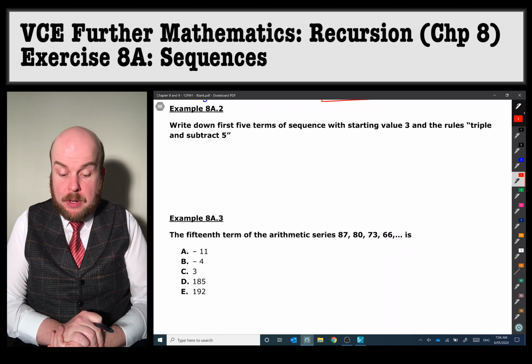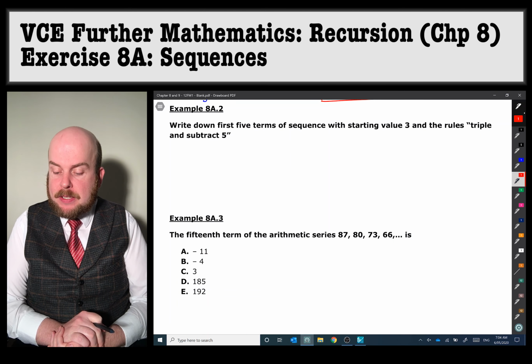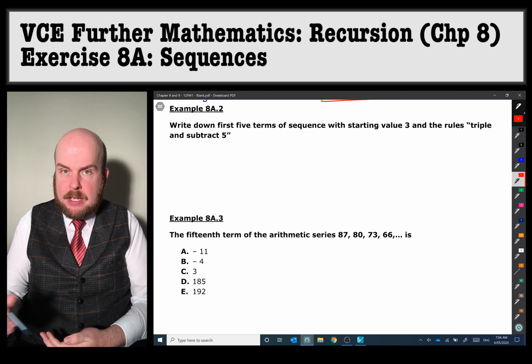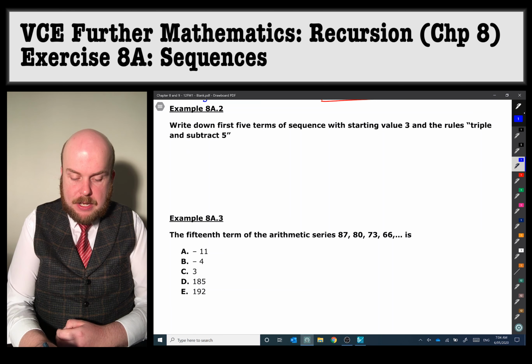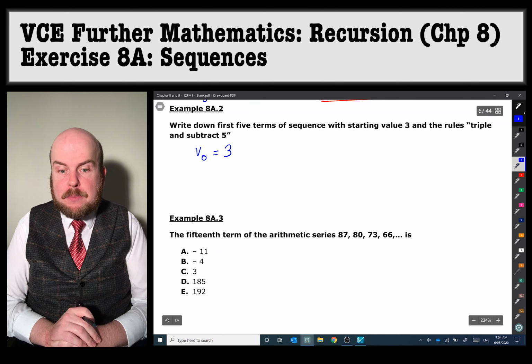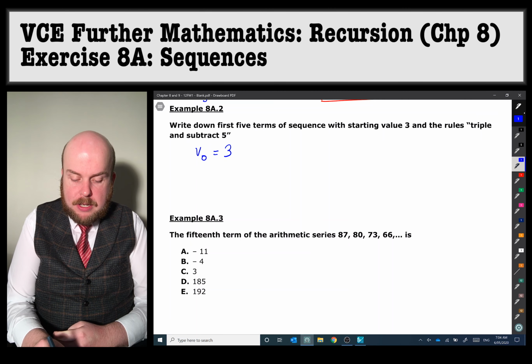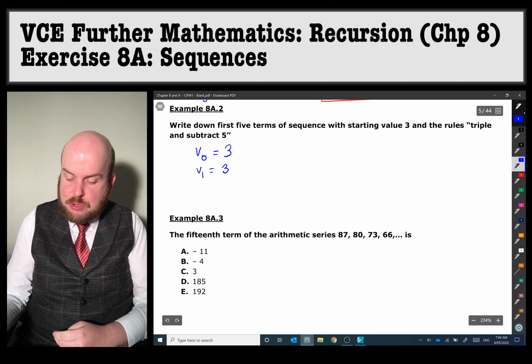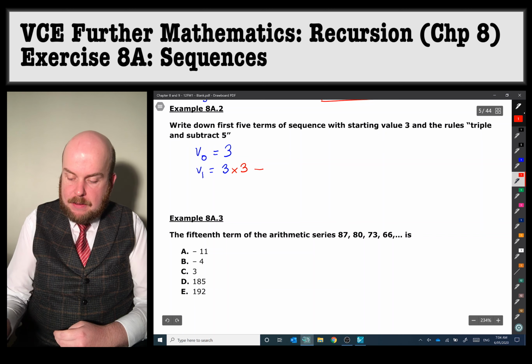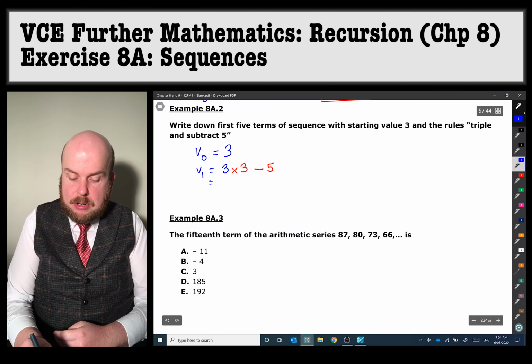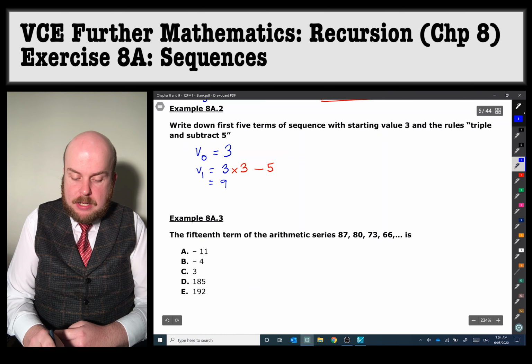Example 8a.2. Write down the first 5 terms of the sequence with starting value 3 and the rule triple and subtract 5. So here we go, V0 is equal to 3. And this time we're tripling and then subtracting 5. So the next one is going to be 3, and then we're tripling it, so times 3, and then we're going to subtract 5. So 3 times 3 is equal to 9, take away 5, which is equal to 4.